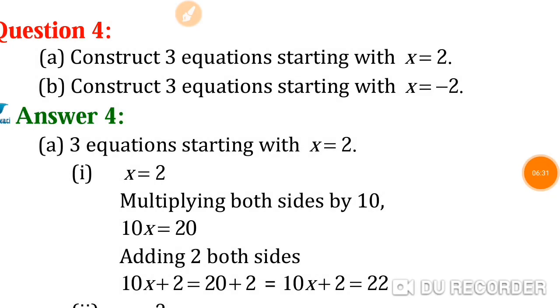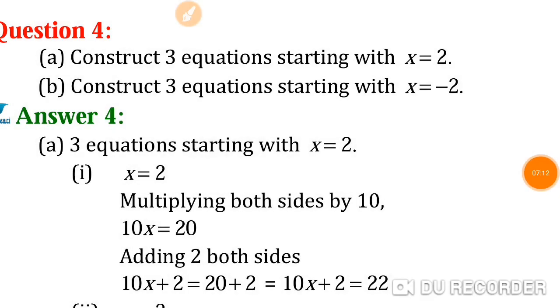So this is the fourth question. Construct three equations starting with x equal to 2. See, this is based on the giving the steps method. By adding, by multiplying some number, by dividing some number, we have to create. We will remove the numbers there to separate the variable only. So here we can add, subtract, multiply and divide. Better to keep it easy: addition, multiplication, subtraction, and remove the division here for convenience.